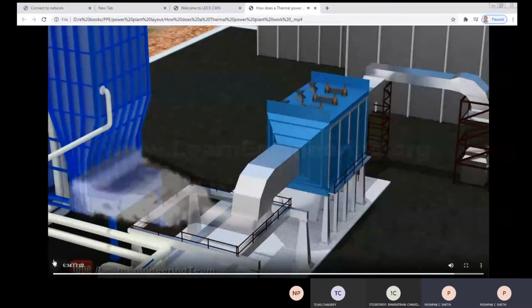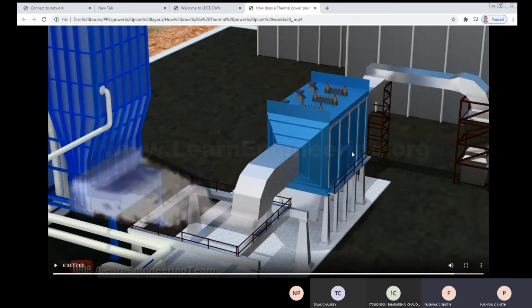We were talking about the coal and ash circuit, the flue gases, the air and flue gases circuit. After heating all the walls and the air preheater, economizer, superheater, etc., these flue gases have to be exhausted into the atmosphere. So these flue gases will enter the ESP, electrostatic precipitator.